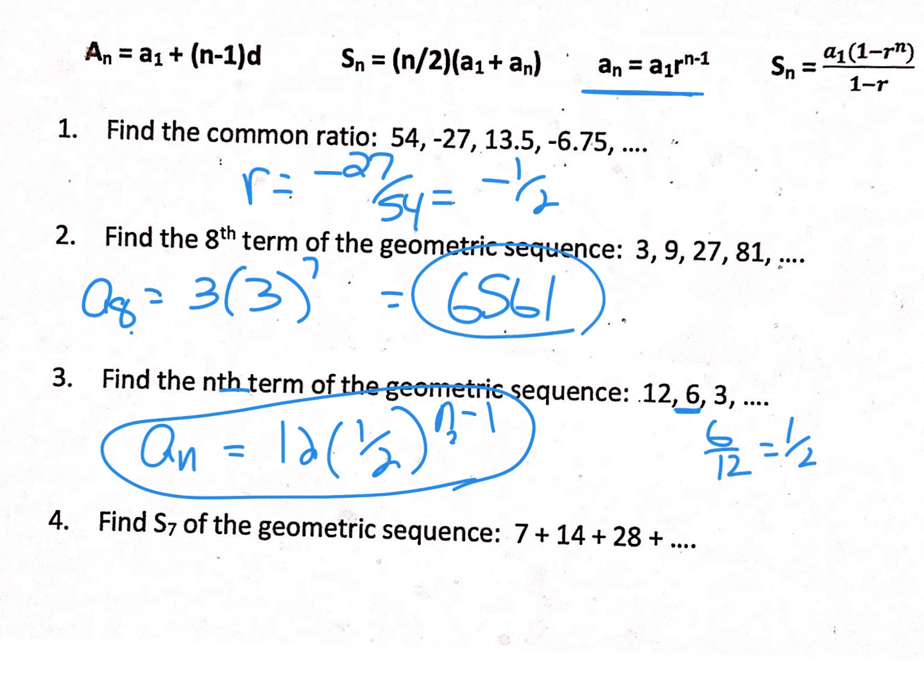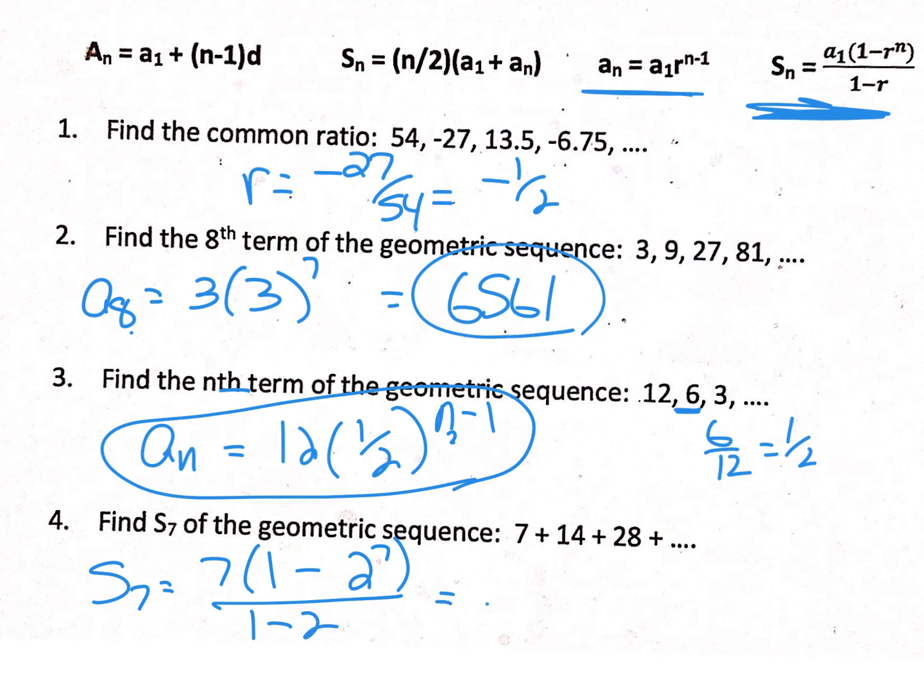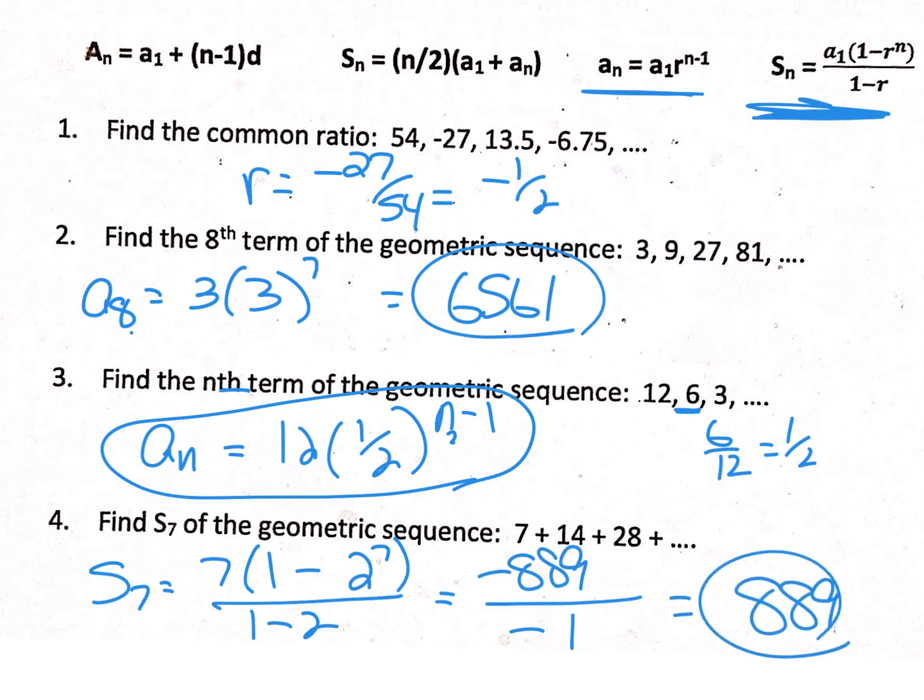And it's geometric. So that is the sum formula over here. Okay, that's the sum of geometric. So the sum of the first 7 is the first term times 1 minus r to the 7th power, over 1 minus r. R in this case is 2, so 1 minus 2. So I know the bottom of that fraction is negative 1. The top I'm punching in right now, 7 times 1 minus 2 to the 7th power. I'm getting negative 889 on the top. And if you divide that by negative 1, obviously you get just 889.